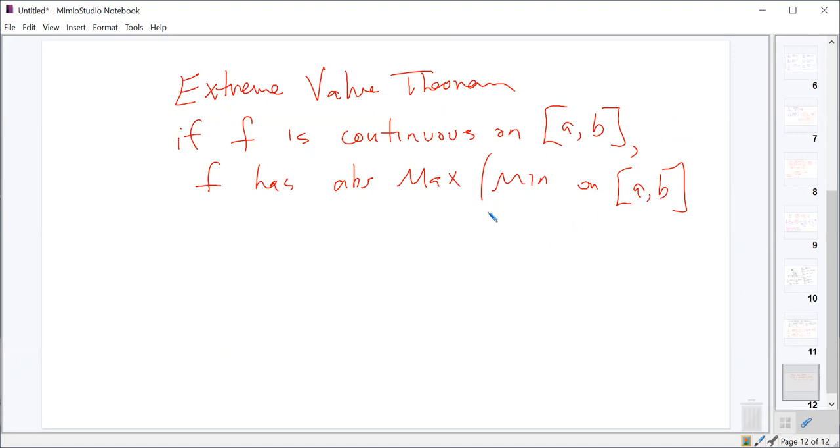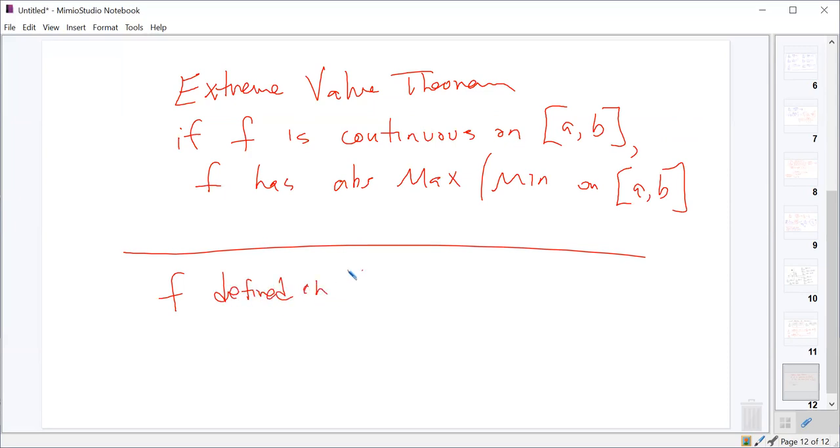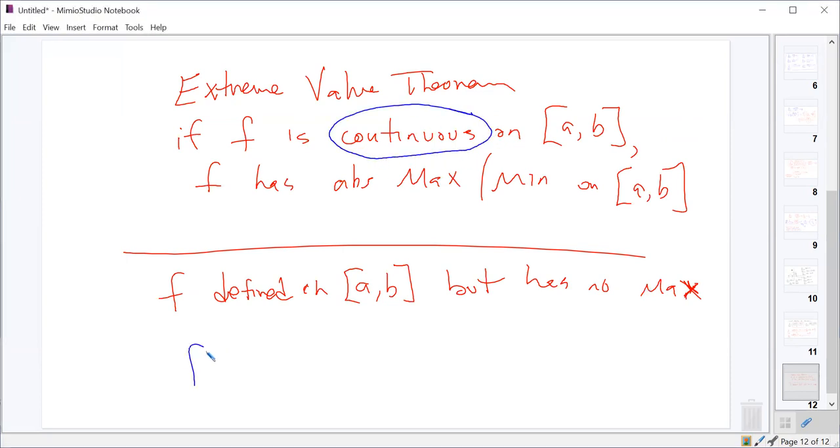Okay. But sometimes they will put a question in the multiple choice that says something like, f is defined on a to b, but has no max or has no min. What must be true? Well, f is defined on a to b but has no max does not mean that f is continuous. So we would have to say that f is not continuous.